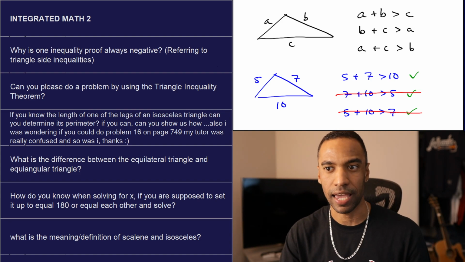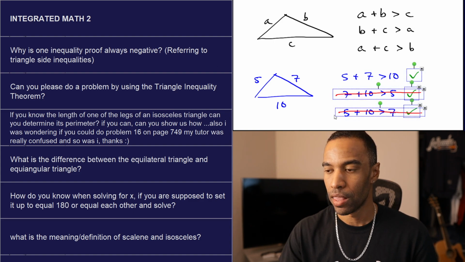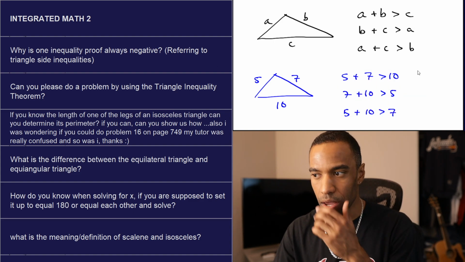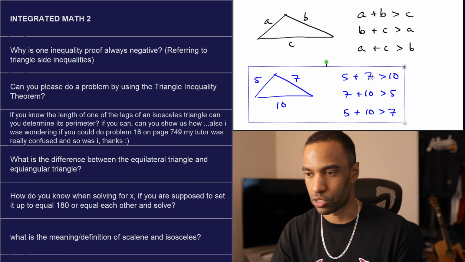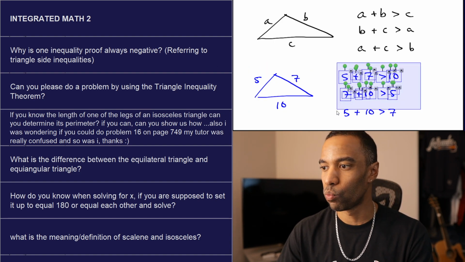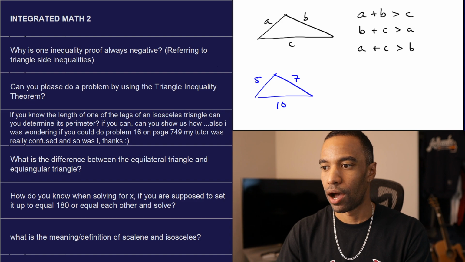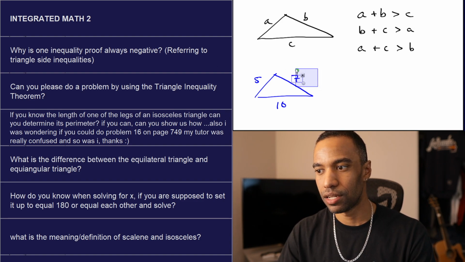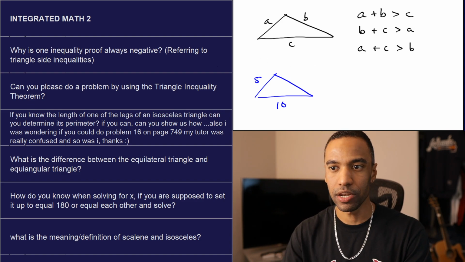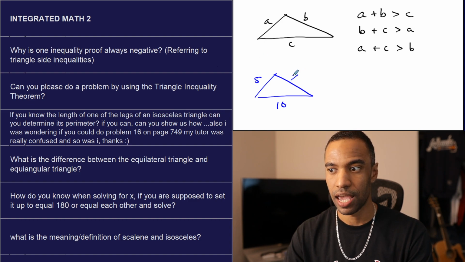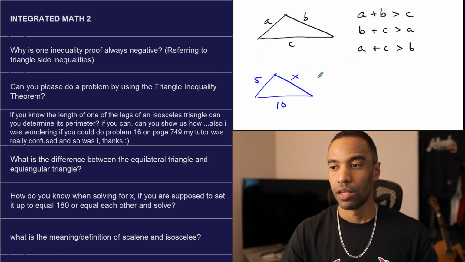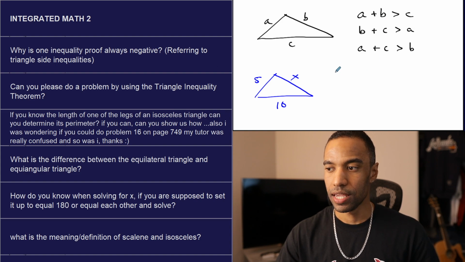So the question being asked, let me revise this now. Why is it, when we're doing the tests, not against 3 known sides, but 2 known sides and an unknown side? Let's look at these 3 again. X plus 5 greater than 10.